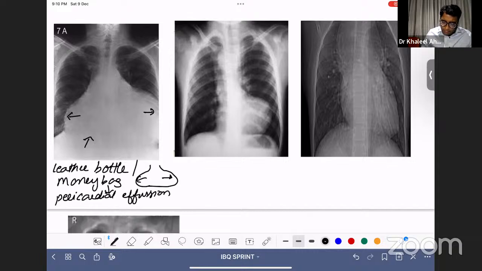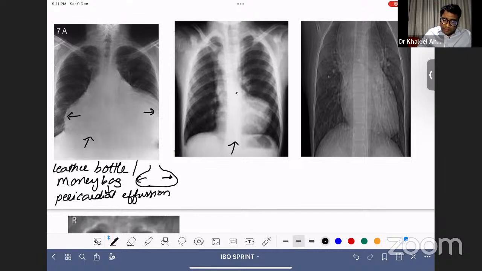If they give you a trauma patient with the same image, you can also answer it as cardiac tamponade. We're correlating it clinically, right? So pericardial effusion, you are seeing the cardiac silhouette increased on either side, giving a money bag appearance or leather bottle appearance. And what do you think the second radiograph is showing you?